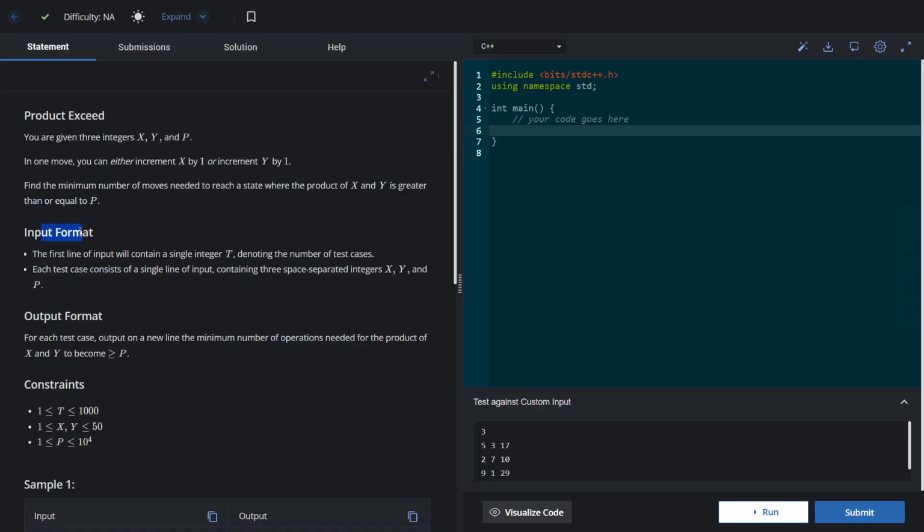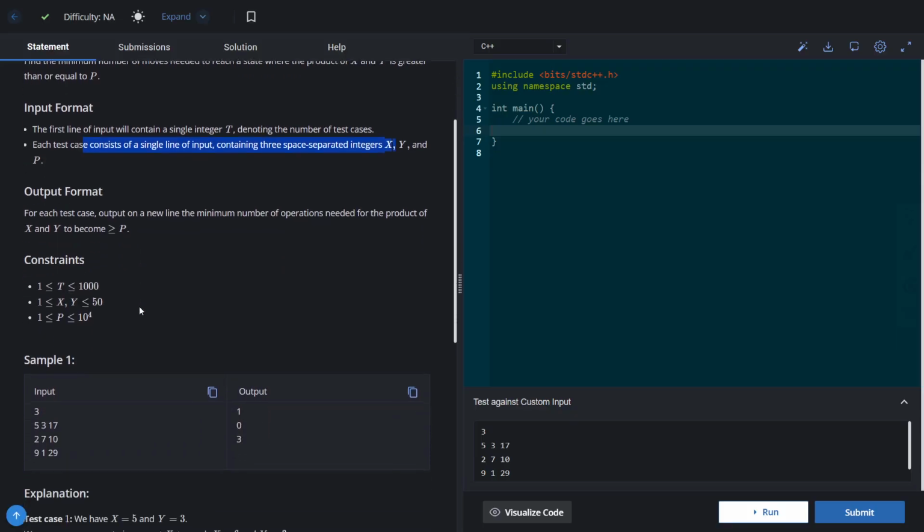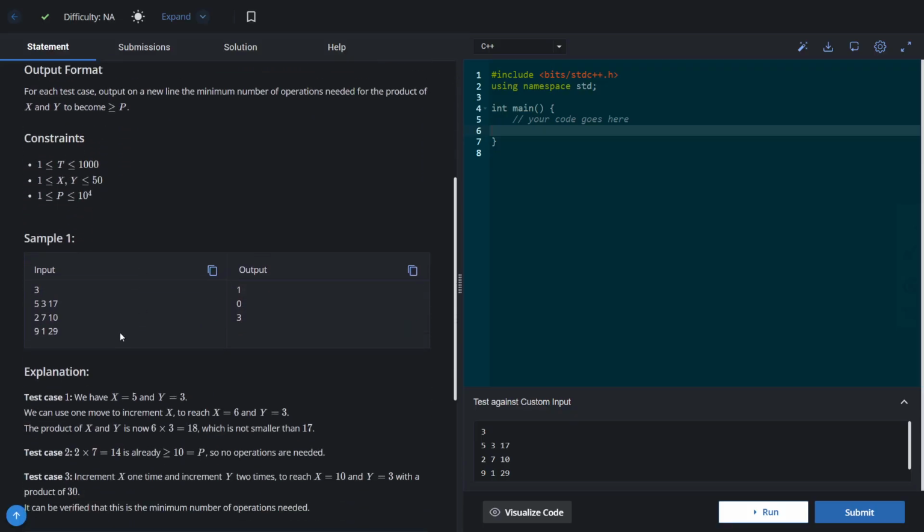In the input we have test cases, and for every test case we have three integers x, y and p. They've given three test cases. The first one is 5 3 17. Let's understand this problem, Product Exceed.